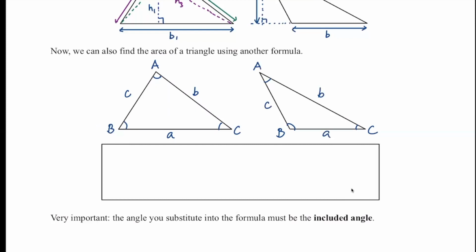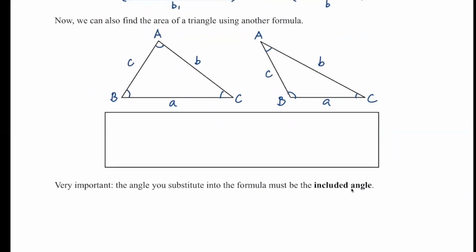Now, what is in your formula list is this: the area of the triangle is always half ab sine C. So what happens here is, according to the formula, if you take half times a times b times sine of this angle C, it's going to give you the area of the triangle.